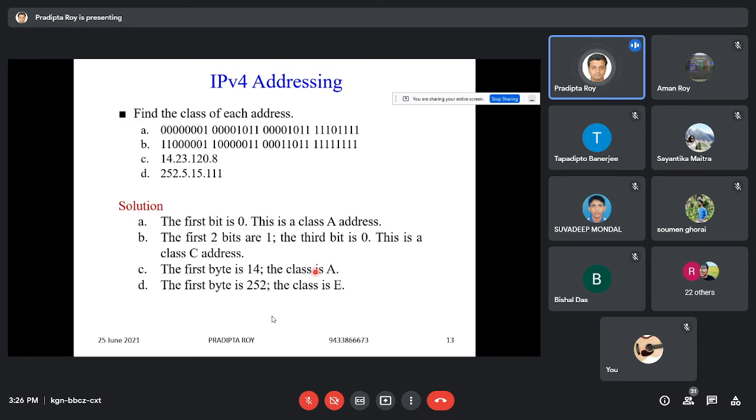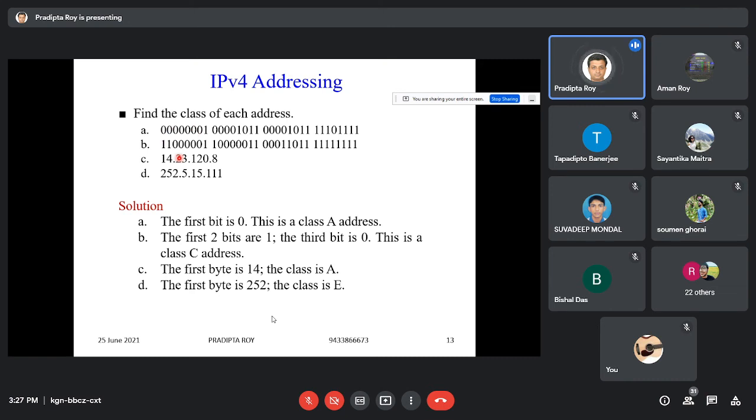Now there are some solutions. Find the class of each address. How can you find out the class of each address? This is a class A address. Why is this a class A address? If you inspect the first bit of your first byte, it is 0. That means it is a class A.